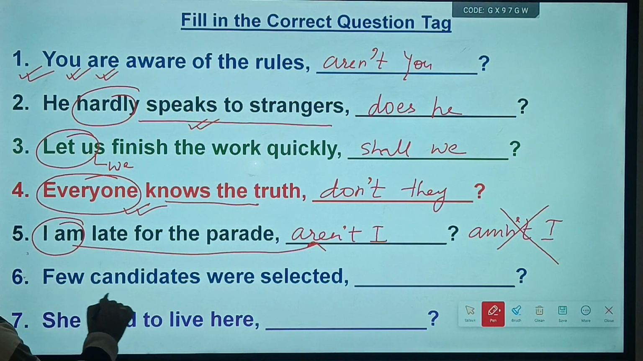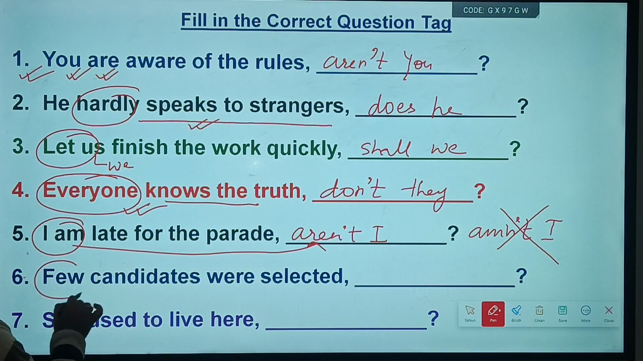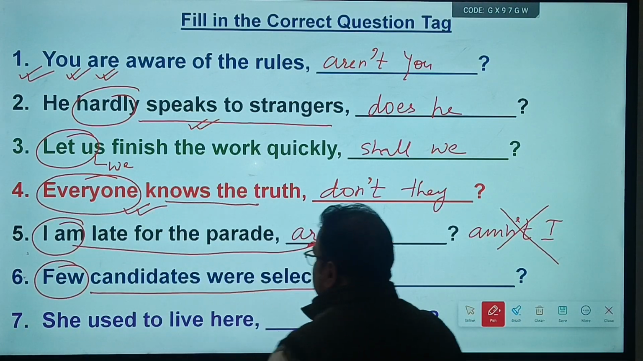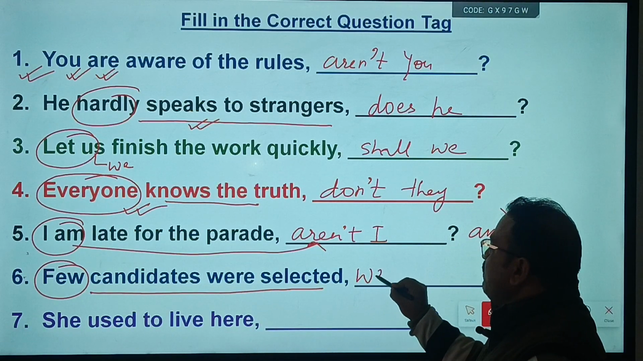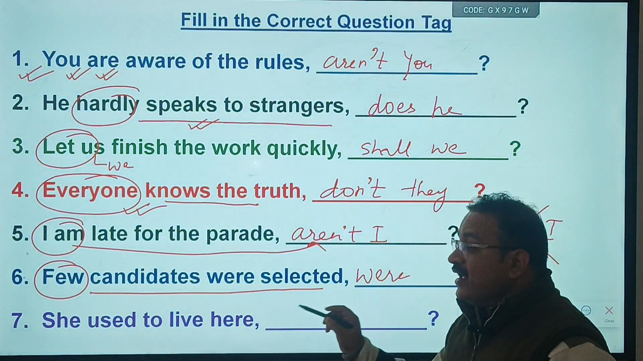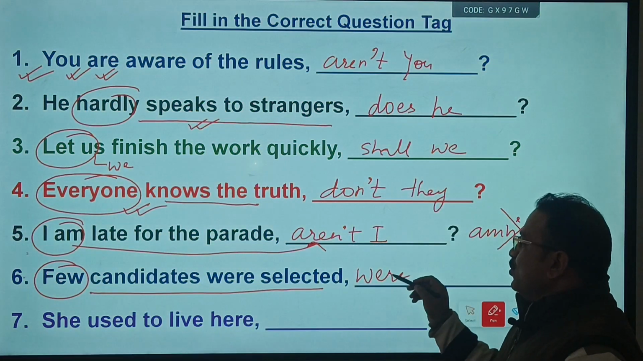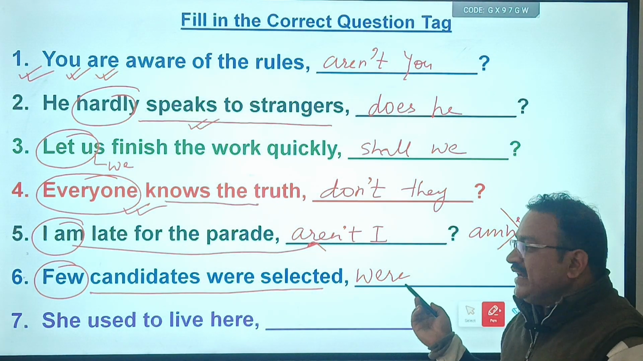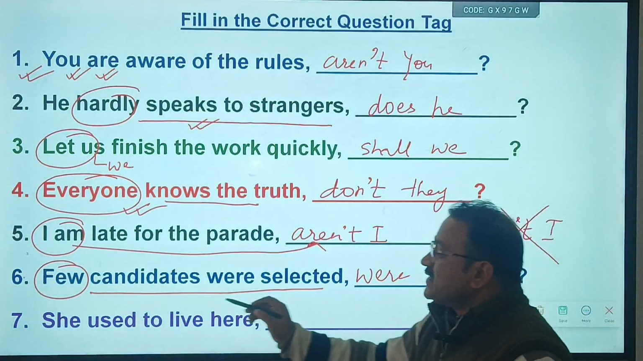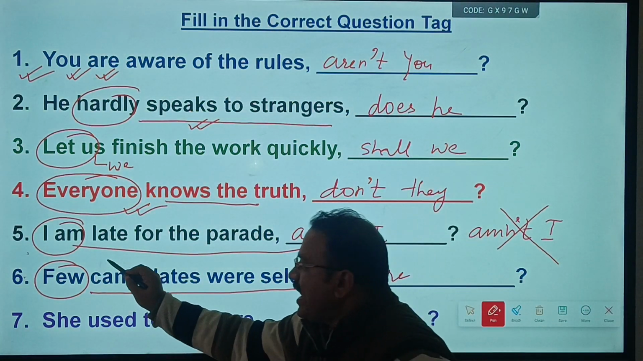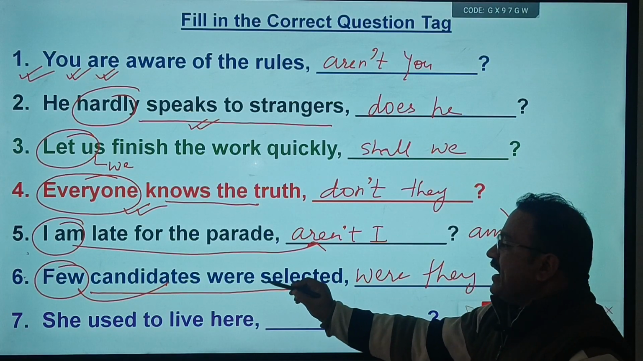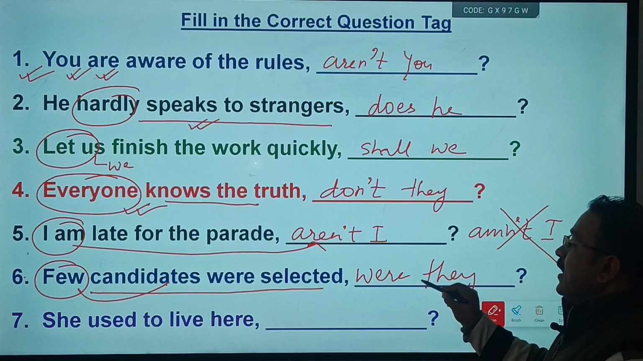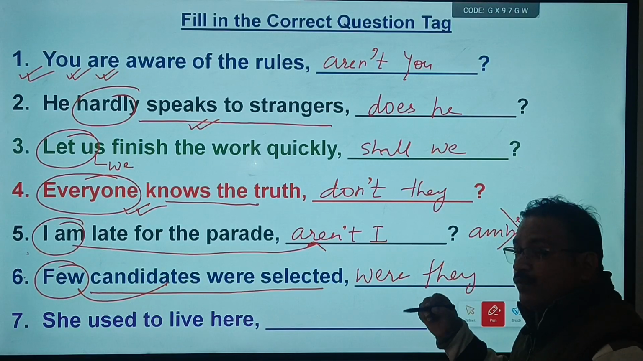Remember. Now, few candidates were selected. What is few? Again, negative word. So, making this sentence what? Negative. So, few candidates were selected. So, what would be the helping verb? Were. Now this is negative, so we will not change it to negative. Now what would be the subject pronoun? Few candidates can be written as they. So few candidates were selected. Were they?